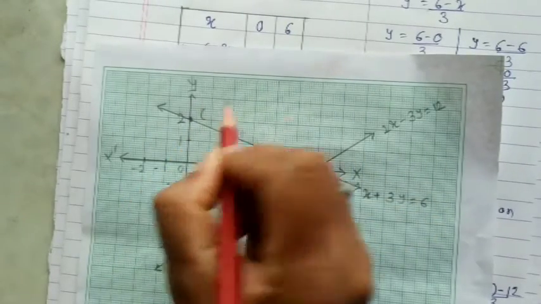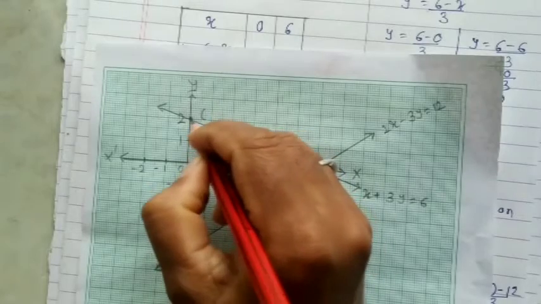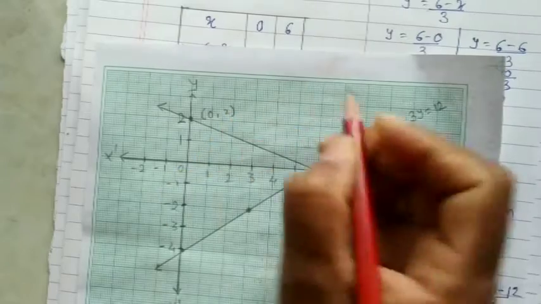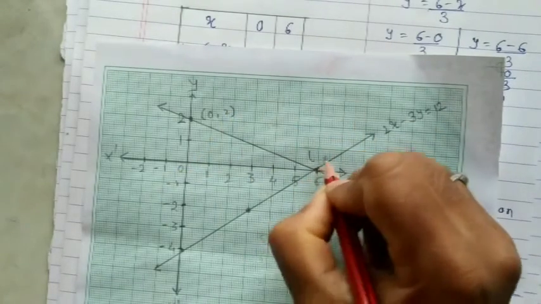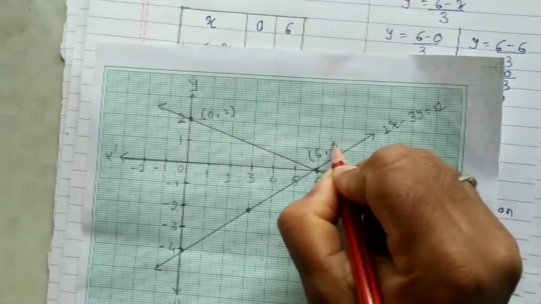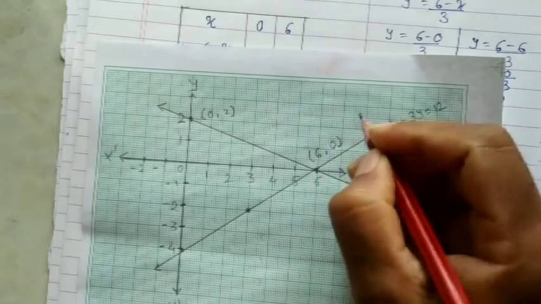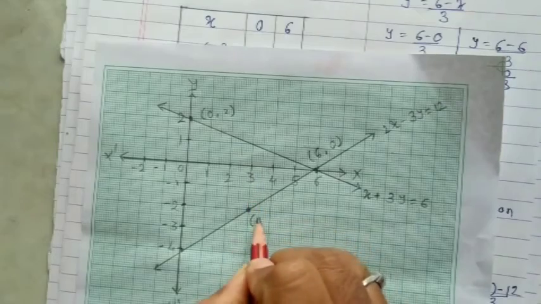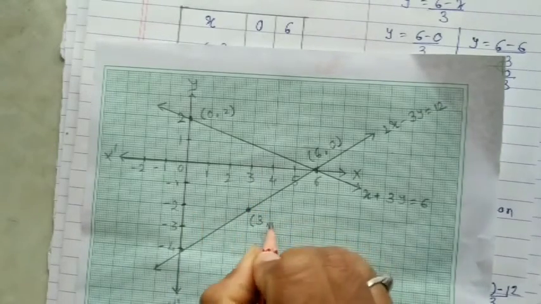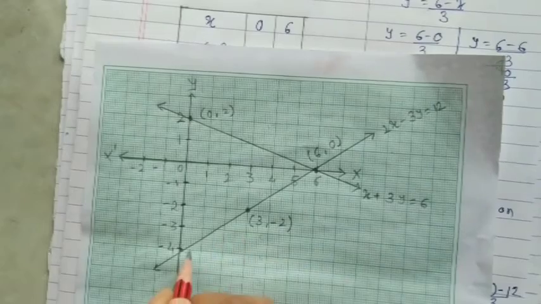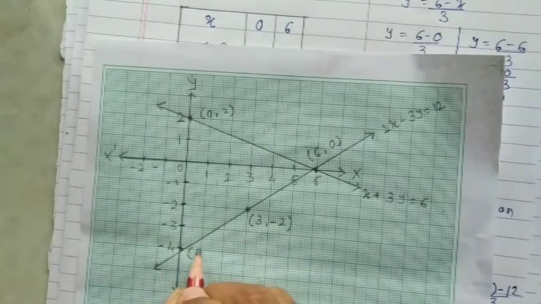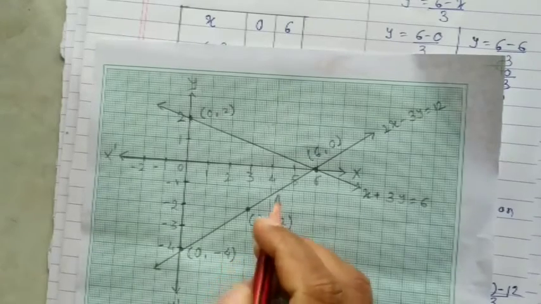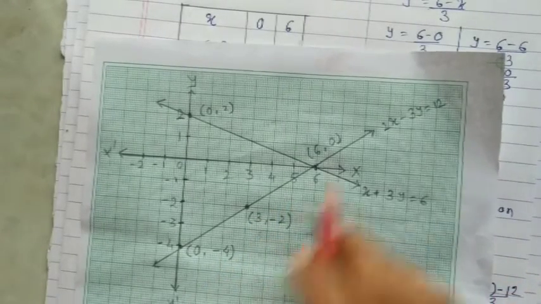So which coordinates do we have here? We have this point where x is 0 and y is 2. Here it is when x is 6 and y is 0. See, whenever you write a coordinate, write the value of x first and then y. Here it is 3 and the value of y will be minus 2. And here when x is 0, y is minus 4. Likewise, we write the coordinates for each point.